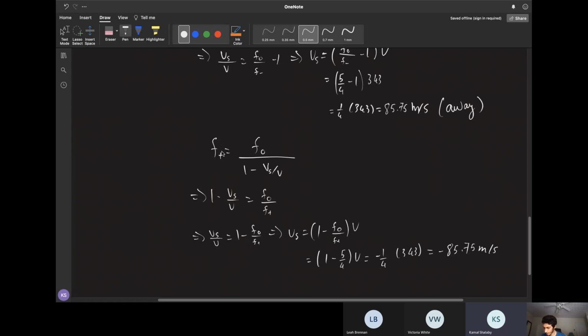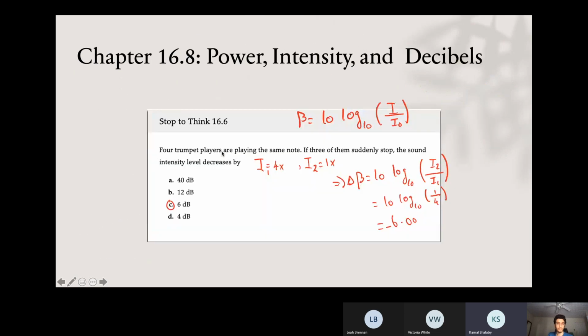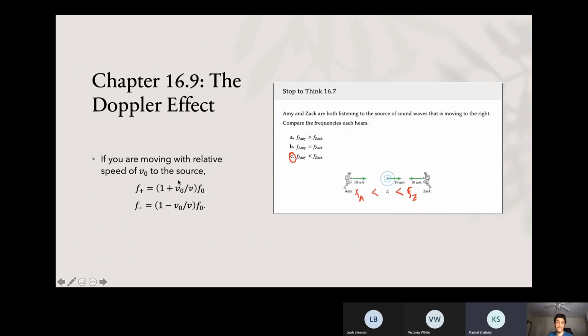Yes, only if you're moving towards a stationary sound. Yes. So this one, we only use it if I am moving or you are moving. The receiver is moving towards the source or away from the source. Yes, indeed. That's what it is.